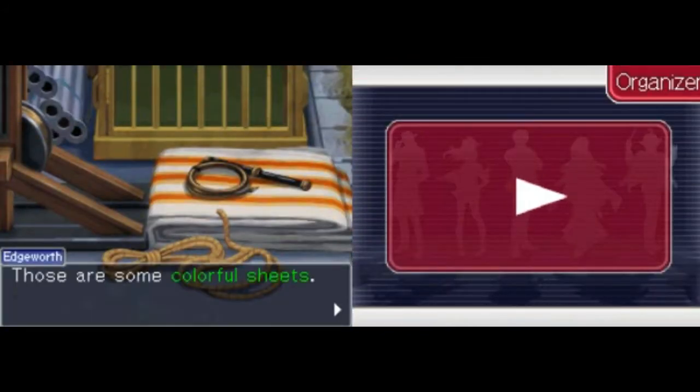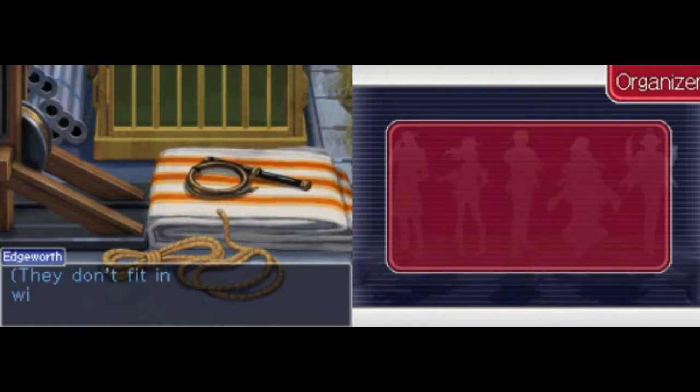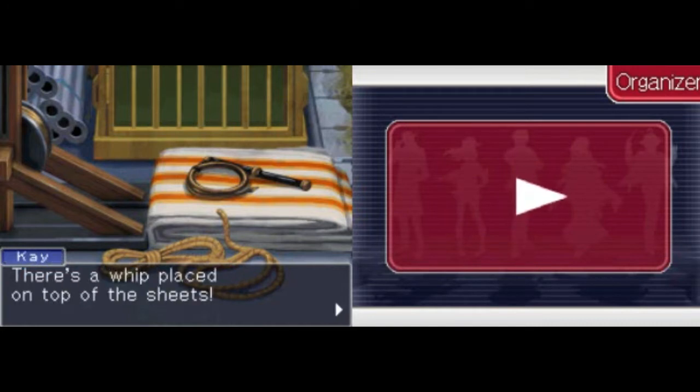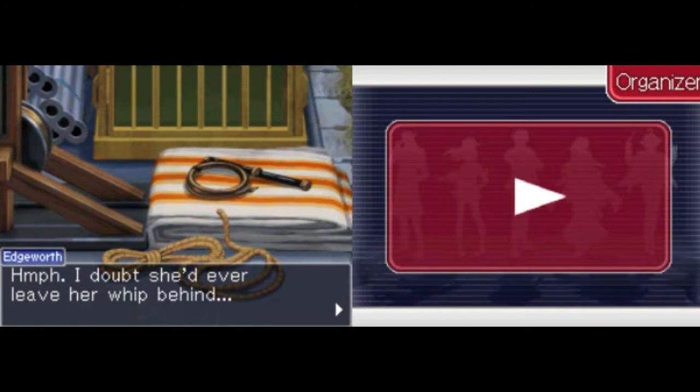Those are some colorful sheets. They're the most eye-catching thing in this room. They don't fit in with the prison. There's a whip placed on top of the sheets. It reminds me of the whip lady. Maybe she left her whip here? I doubt she would ever leave a whip behind.